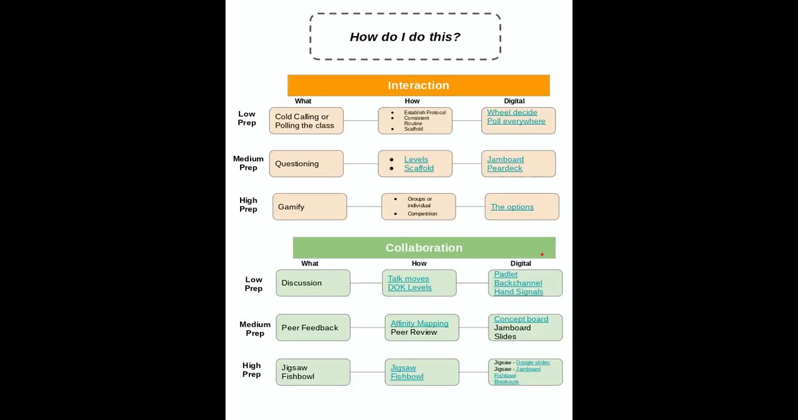So how do you do all this? Interaction and collaboration are the two main parts. So this back page has essentially broken that down for you into some examples of low, medium, and high prep, what it is, how to do it, and what a digital version of that resource would now be.